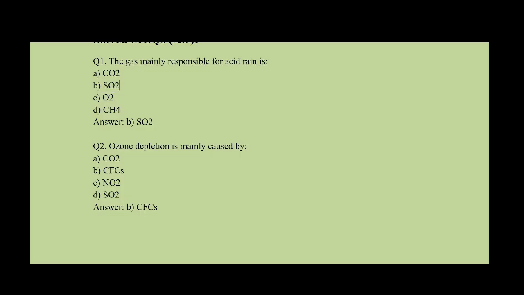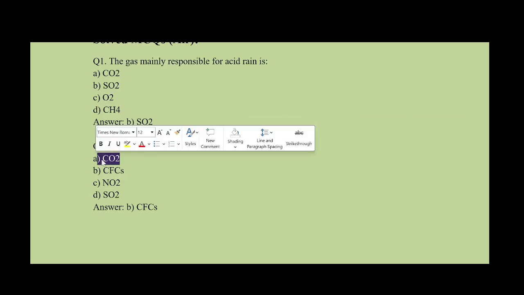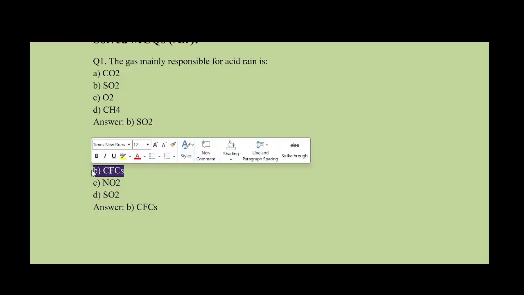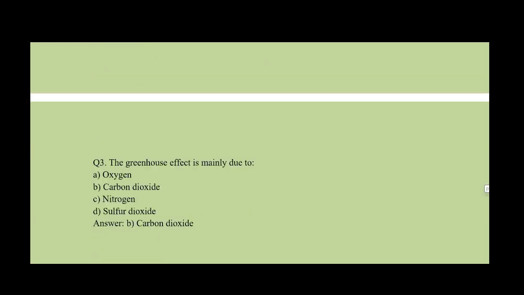Then the second MCQ states that ozone depletion is mainly caused by CO2, CFCs, nitrogen oxide, or sulfur oxide. So the correct answer will be chlorofluorocarbons, which is part B.